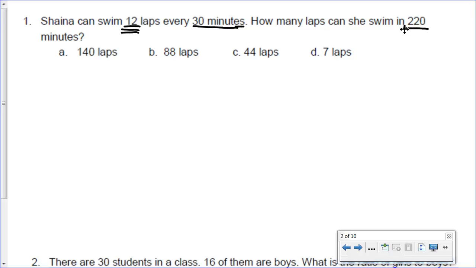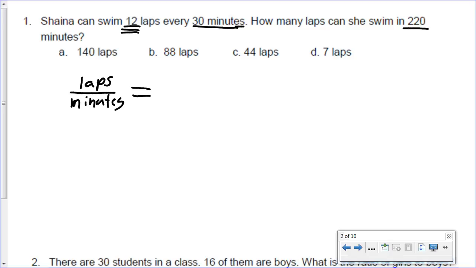Another way is to use ratios. By all means, we use ratios. And the way we use ratios is we make fractions. But the units have to be the same. For instance, it needs to be laps over minutes, okay? So we're going to assume she always swims the same speed. She always swims 12 laps every 30 minutes, okay? We're just going to assume that.